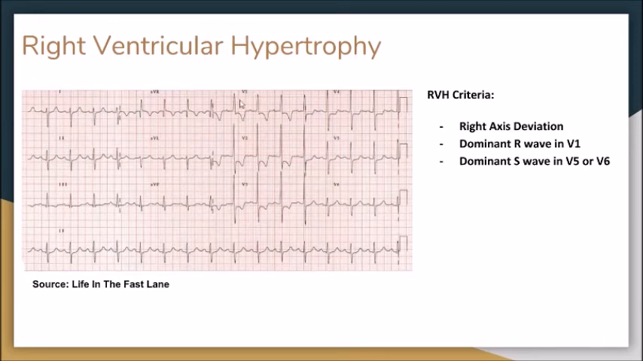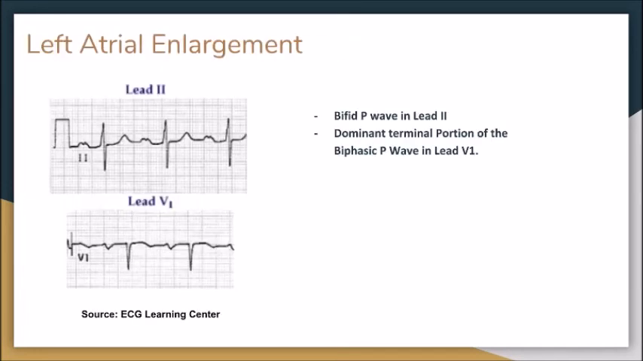Now, in V1 here, we see that we have an R wave that's bigger than the S wave, and this is usually strange because in V1, generally speaking, the S wave is a lot larger than the R wave. So a dominant R wave definitely suggests right ventricular hypertrophy, and finally a more dominant S wave in V5 or V6. And here, these are almost matched, and normally in V6, the R wave is a lot bigger than the S wave, so this suggests right ventricular hypertrophy.